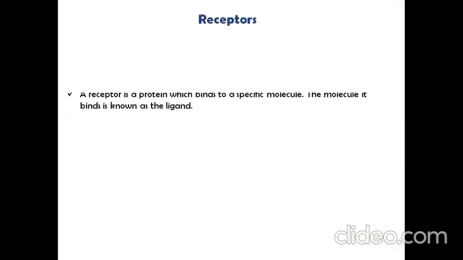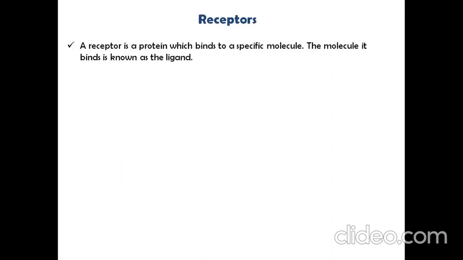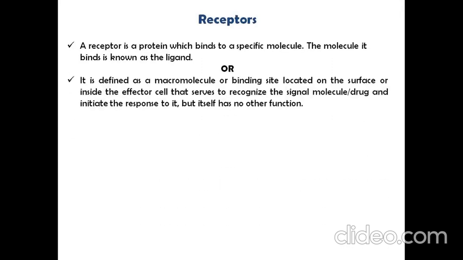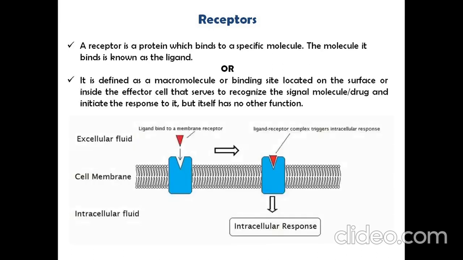Next one is the receptor. A receptor is a protein which binds to a specific molecule. The molecule it binds is known as the ligand. It is defined as a macromolecule or binding site located on the surface or inside the effector cell that serves to recognize the signal molecule or drug and initiate the response to it, but itself has no further function.